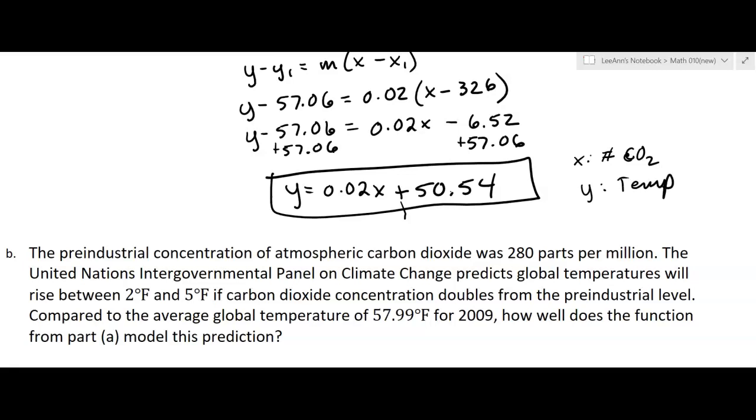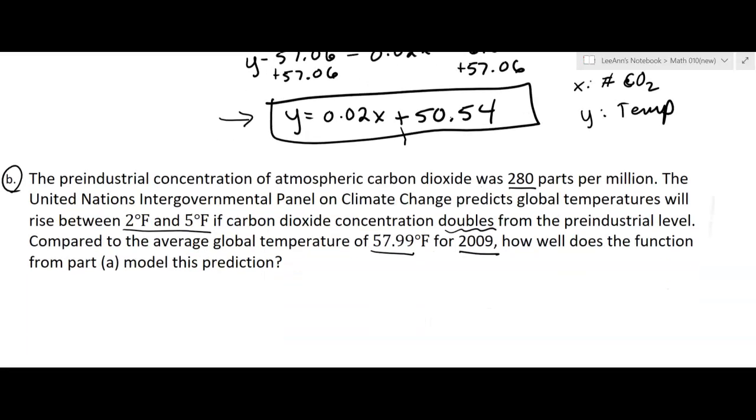Okay, so keep that in mind as you go to apply this. It says in part B, the pre-industrial concentration of atmospheric carbon dioxide was 280 parts per million. The United Nations Intergovernmental Panel on Climate Change predicts global temperatures will rise between 2 and 5 degrees Fahrenheit if the carbon dioxide doubles from the pre-industrial level. Compared to the average global temperature of 57.99 in 2009, how well does the function from Part A model this prediction? So we're going to use what we had in Part A.